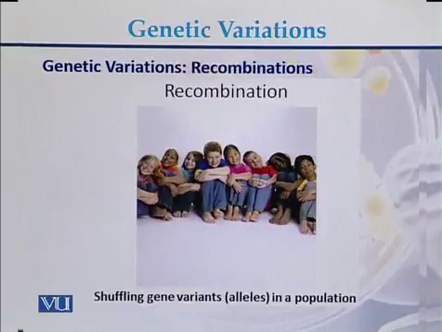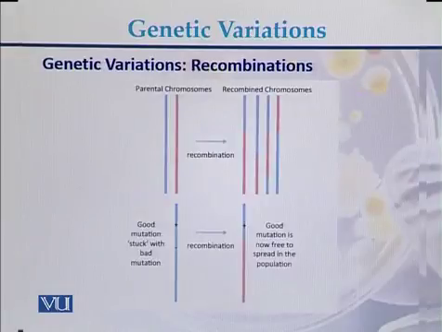Another reason for how genetic variations occur, the second reason, can be recombination. There are recombinations and shuffling of the gene variants, which are also called alleles, in the population. So within populations or within individuals, different alleles or gene variants shuffle. That is also one of the reasons for the genetic variants found in different genomes. Genetic variation is due to recombination.